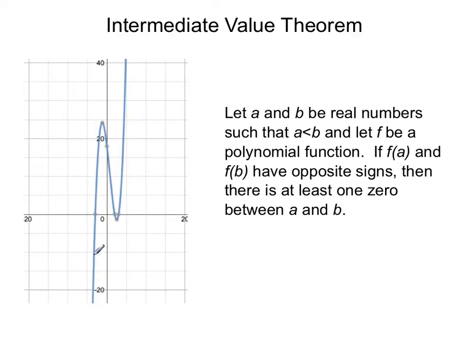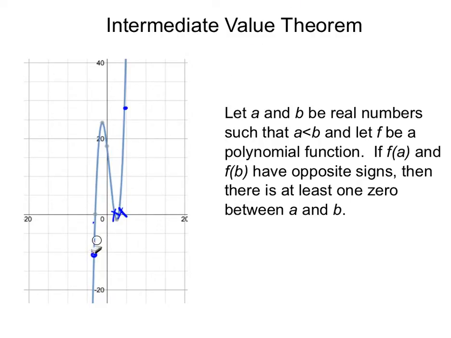If I look at this value, my y value is negative. If I look over here, I have now found a y value that's positive. So somewhere between this x value here and this x value here, I know my graph has to have intersected this x-axis at least one time. And of course, it's intersected 1, 2, 3 times.